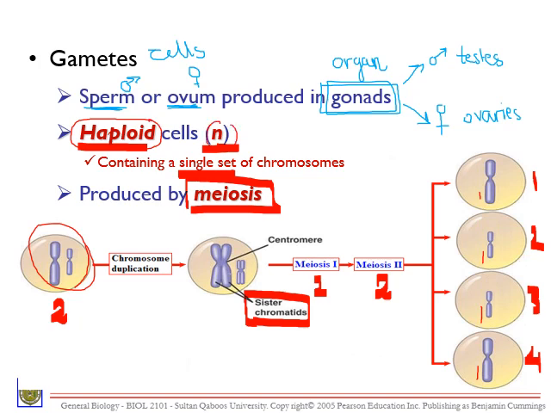So if the parent cell had, let's say, 16 chromosomes, then we're going to end up with 4 cells, each having how many chromosomes? 16 is 2n, right? So you just need to divide it by 2. You're going to end up with 4 cells, each having 8 chromosomes, which is n, just 1 set. All right, so that's about gametes.